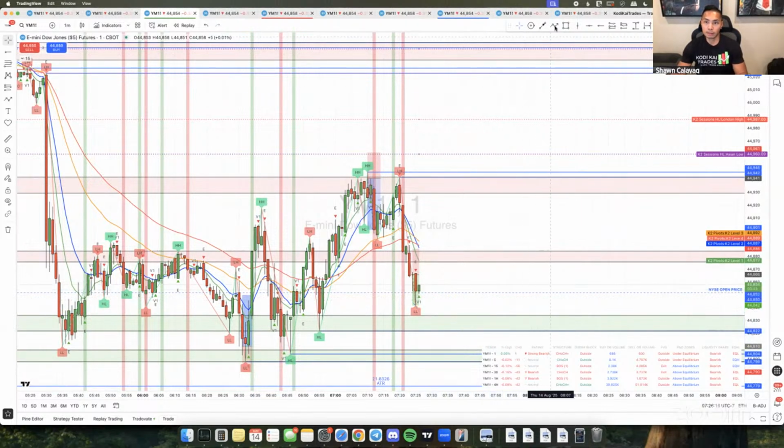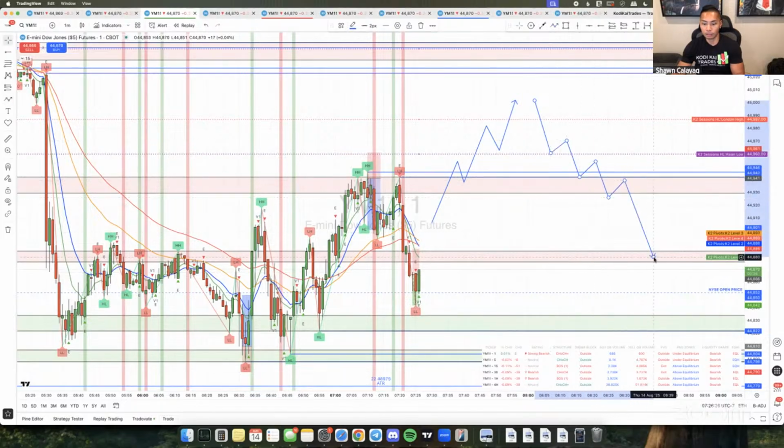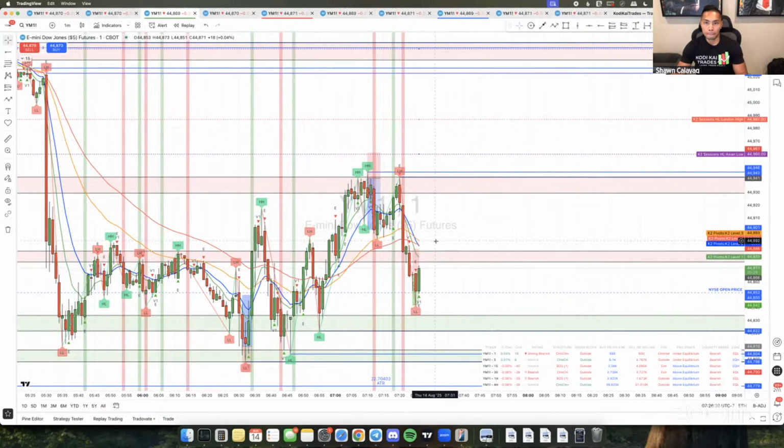Looking for the same pattern, guys. Every time I'm looking for an entry, I'm looking for either this pattern to the upside or this pattern here to the downside. I'm not married to one position, right? That's the main thing. You don't want to be stuck in one direction. You've got to be able to flow with the market. Market shifting, you shift with the market.